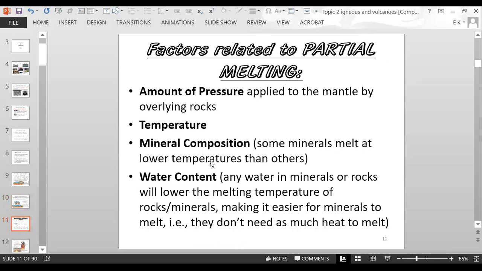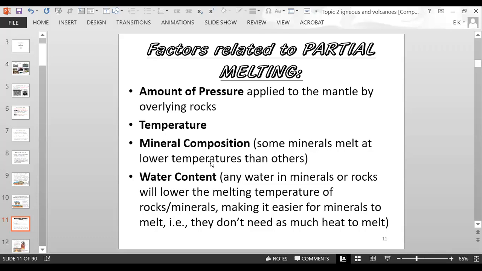So different factors related to partial melting include the amount of pressure that is applied to the mantle by overlying rocks. And when I say the mantle, I'm talking specifically about the asthenosphere part of the mantle. Another factor related to partial melting is the temperature. The mineral composition, because again, some minerals melt at lower temperatures and other minerals melt at higher temperatures. And actually also the water content.